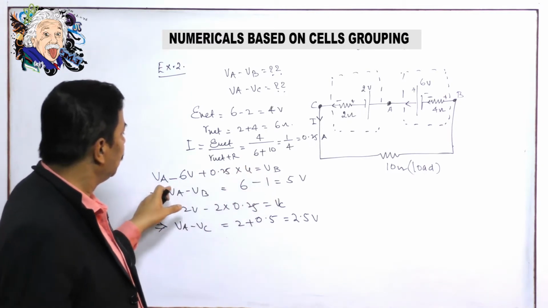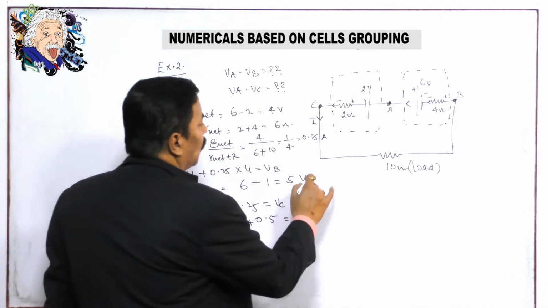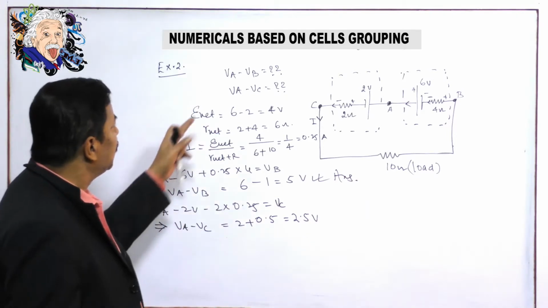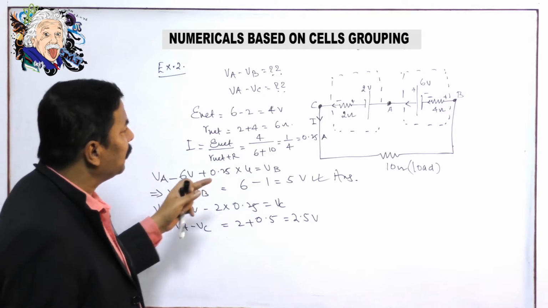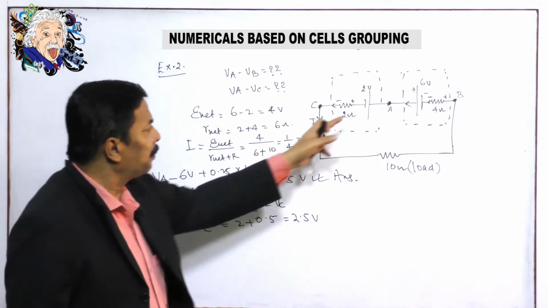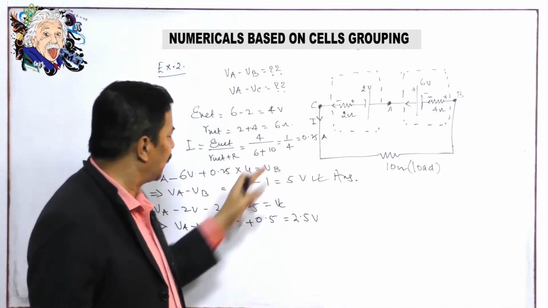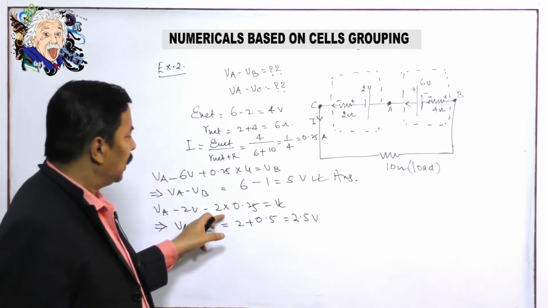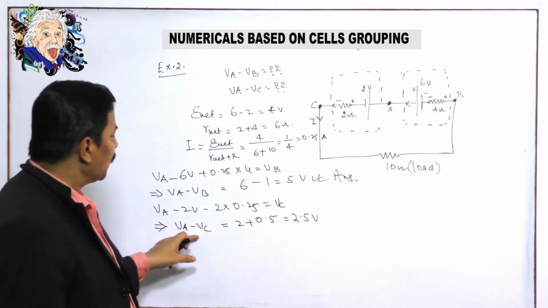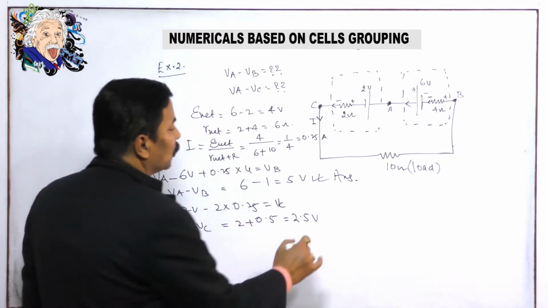So VA minus VB is equal to 6 minus 1, that is 5 volt. So VA minus VB we have calculated. One answer is here, this is one answer. And second, we have to find VA minus VC. Now if I move from here VA to VC, you see VA plus to minus, again a decrease is there, so it is minus 2 volt, and then plus to minus, again a decrease is there, so minus 2 into R into I, that is VC. So VA minus VC is equal to 2 volt plus 0.5 volt, that is 2.5 volt. So this is your answer.